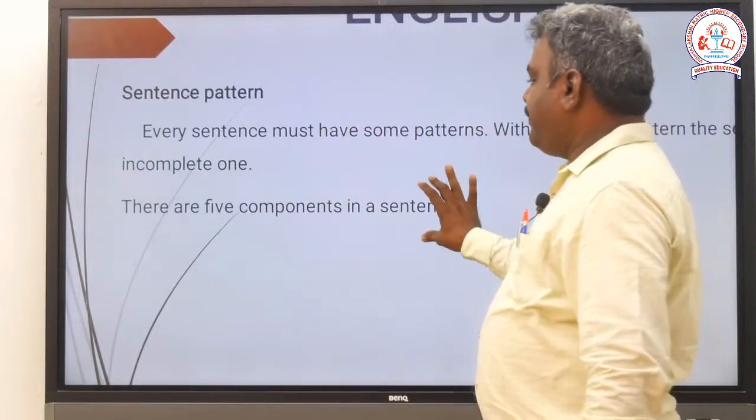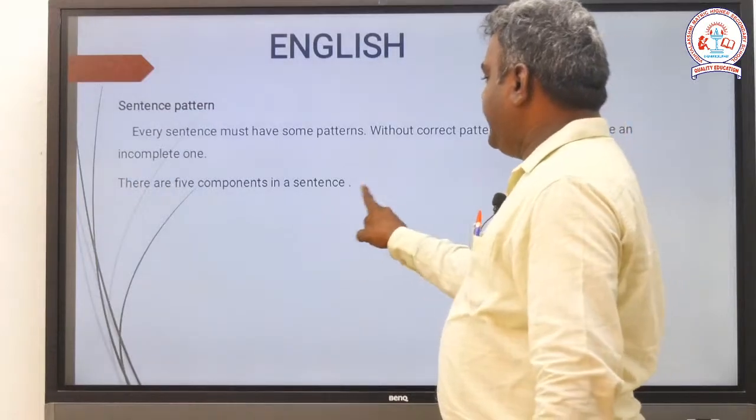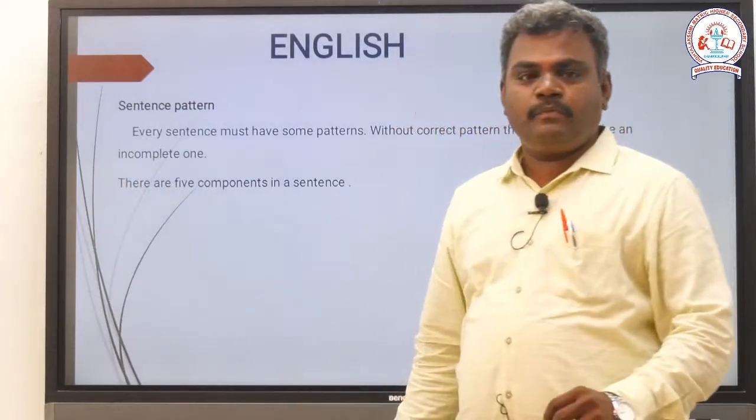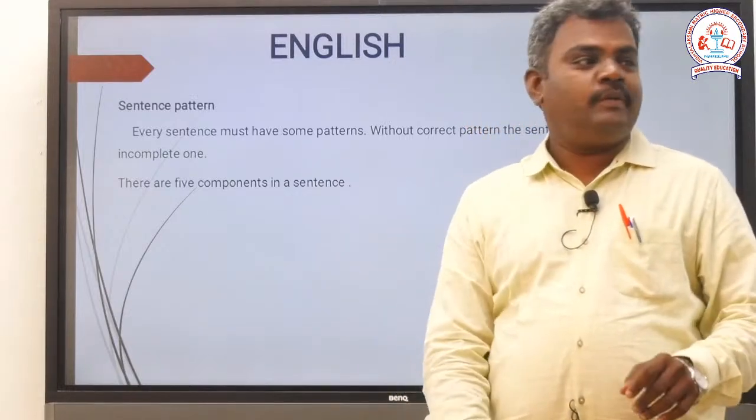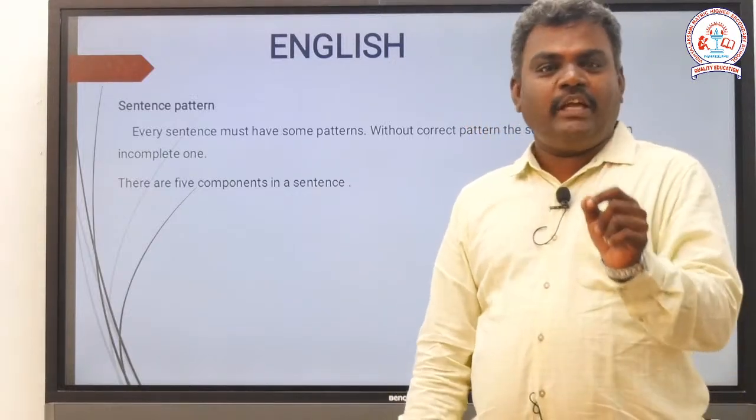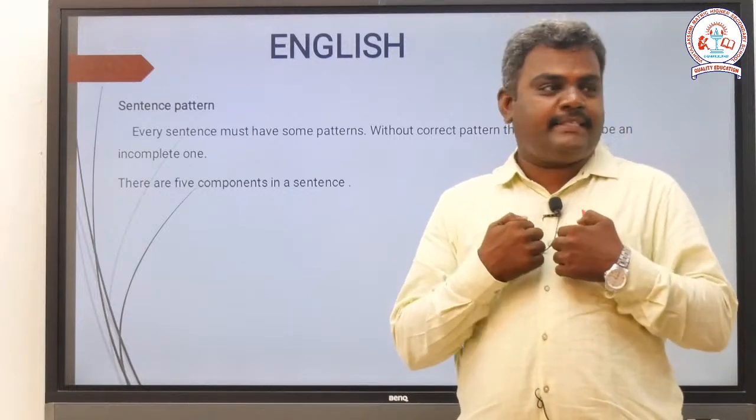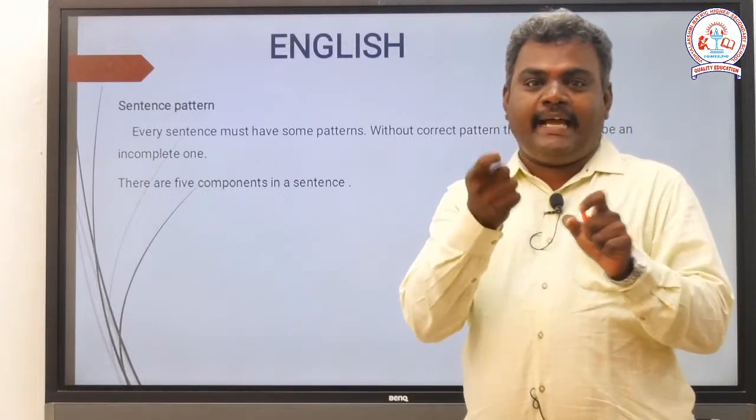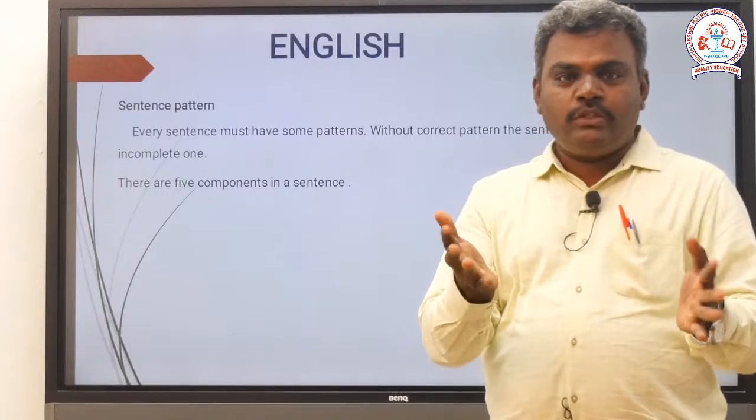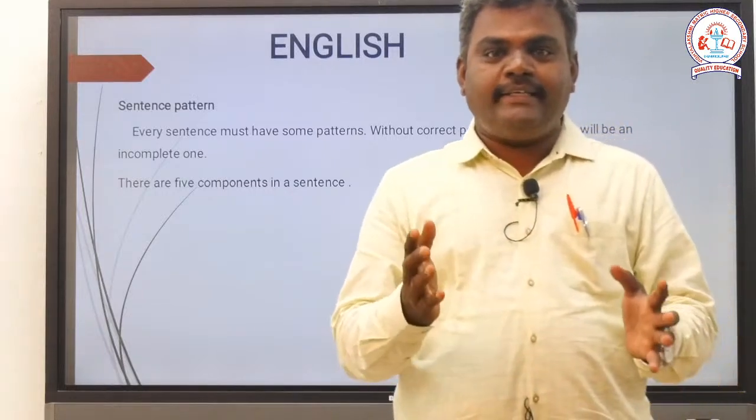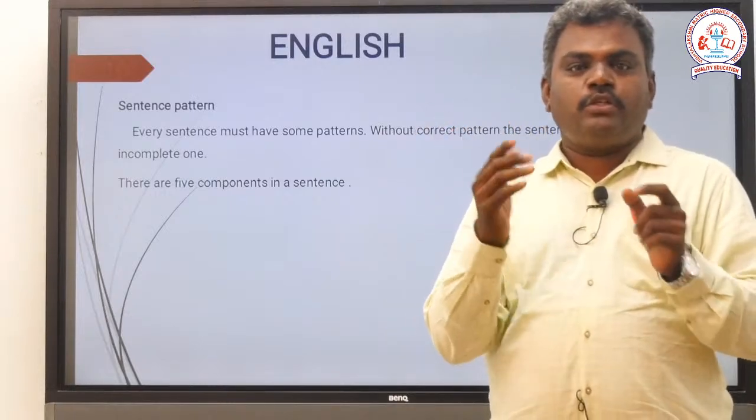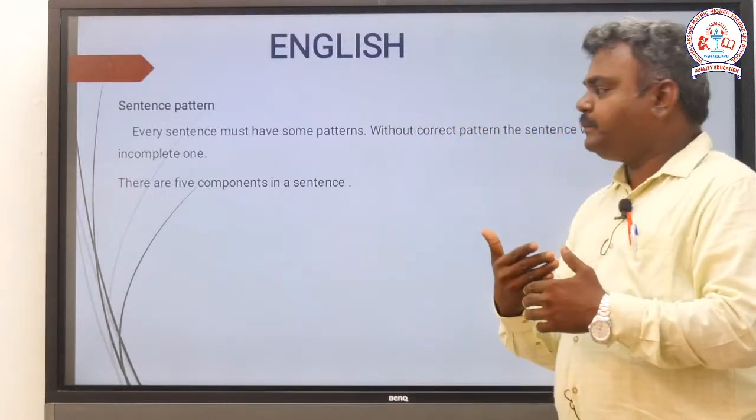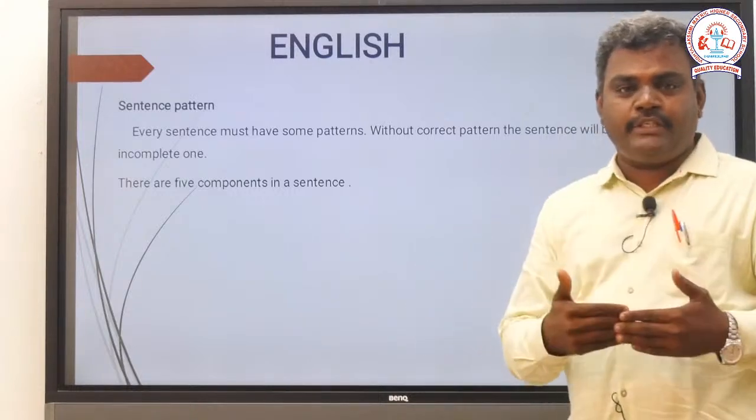Here there are 5 components in a sentence. What are they? I'm telling you, I like chicken. Everyone likes it, because I is the subject. Like is an action verb, that is the verb. So what do I like? I like chicken. So the chicken answers the question, it is the object. So very easily we can find the pattern of the sentence.